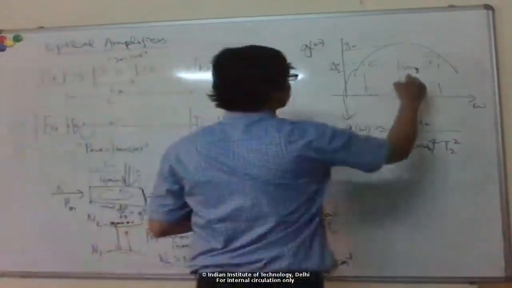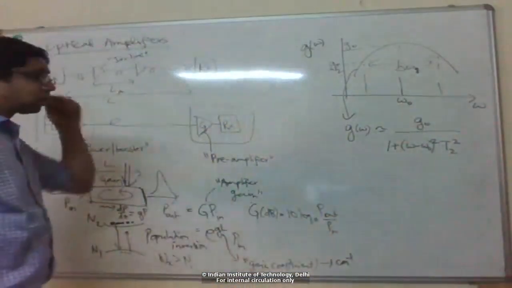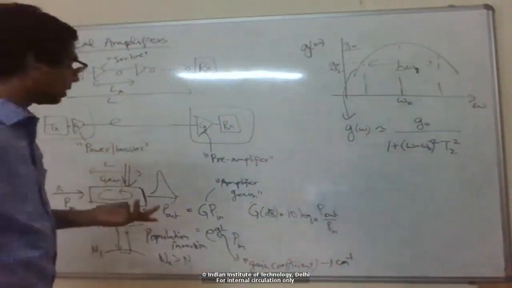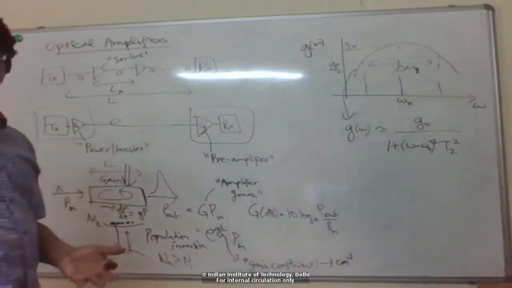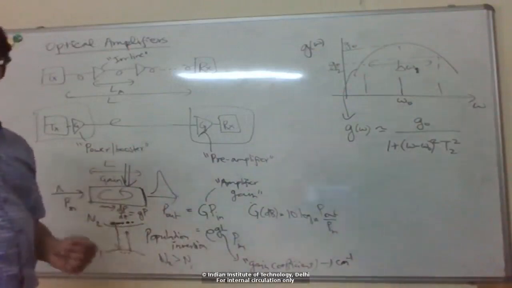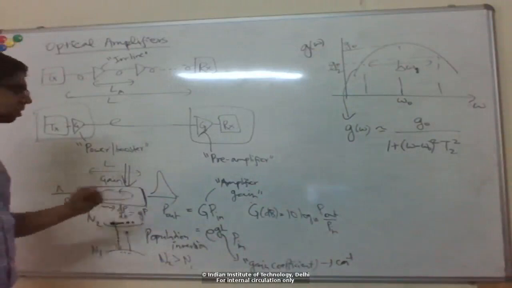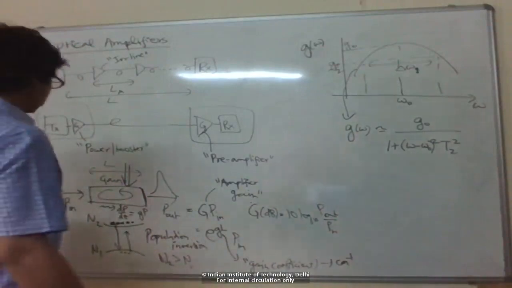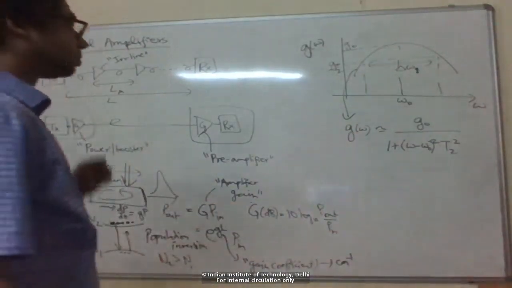So this is the frequency omega naught. Of course, the specifics will depend on the kind of system you're using here. So we'll discuss 3 main types of amplifiers, like EDFAs, erbium doped fiber amplifiers, then semiconductor optical amplifiers, which are just the semiconductor devices that we use to make lasers, except we don't have mirrors at the end. And then Raman amplifiers, which work on the Raman effect in optical fibers.